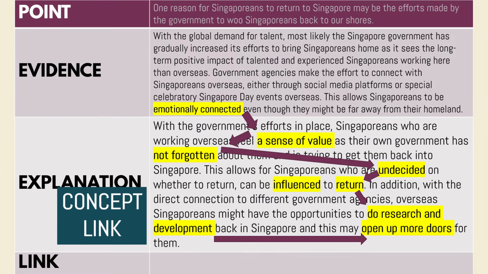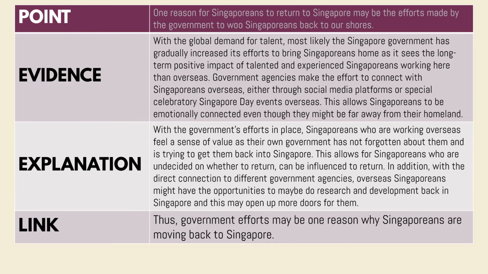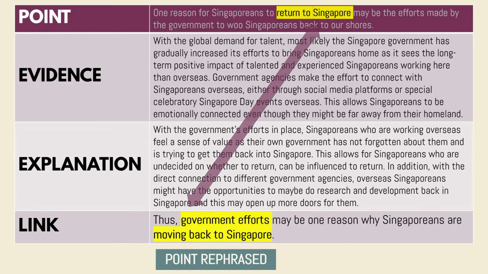You have really explained how they are back in Singapore, and this is the part where you link it back to the question. Ultimately, we are talking about government efforts, and the keywords you need to rephrase for when they return to Singapore is moving back to Singapore. So we are linking back to government efforts, and we're linking back to the idea of moving back to Singapore. So the link is essentially like your point, but rephrased so that you are very clear that you have answered the question. Is it necessary? Not really, but it will be very good to have it.